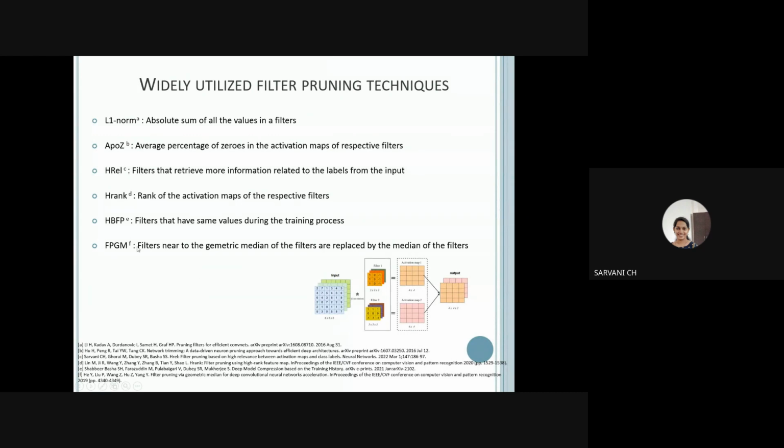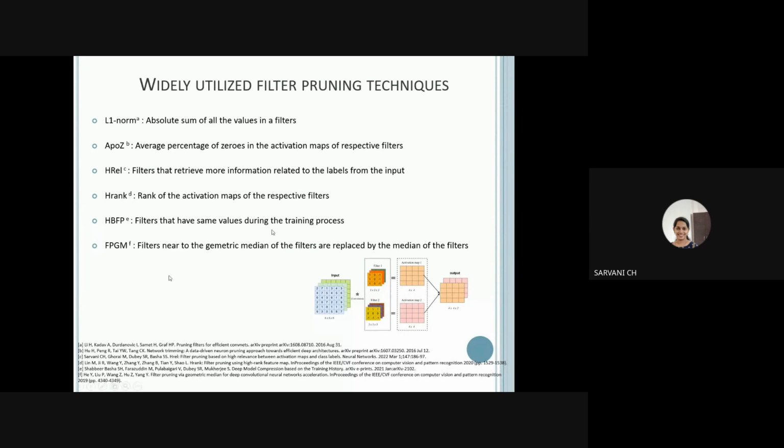And another is history-based filter pruning. In this work, suppose these are the filters. During the training process, if we observe the absolute sum, the L1 norm, of this filter, it keeps on changing throughout the training. This is because your weights are updating for every epoch or for every training batch. So as it keeps on updating, this work observes which filters are having a similar trend of this L1 norm. That means which are very correlated. They identify such filters and they retain only one filter among them.